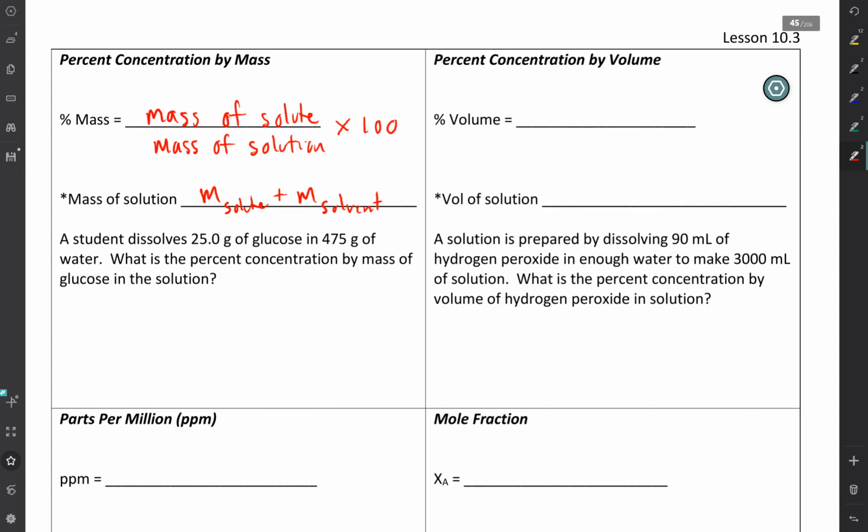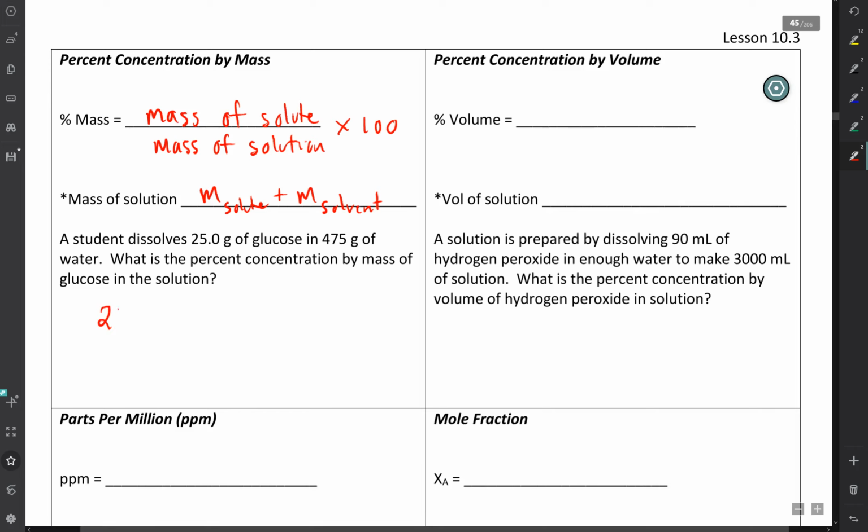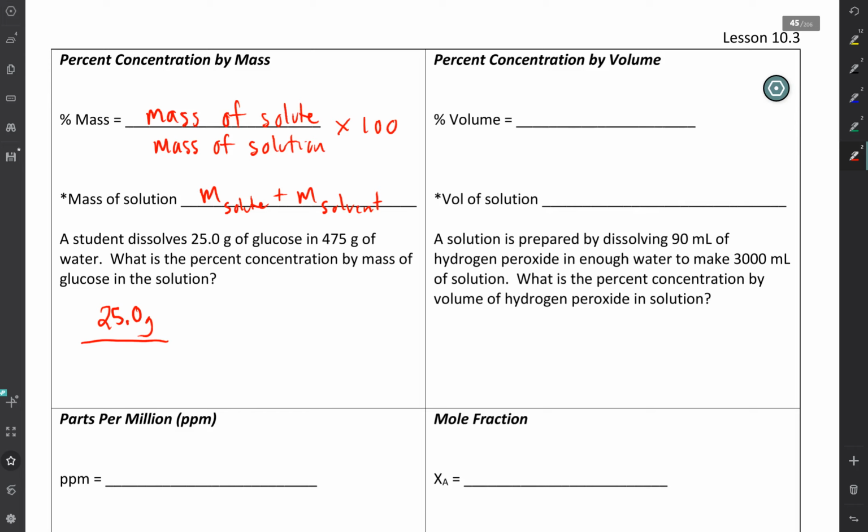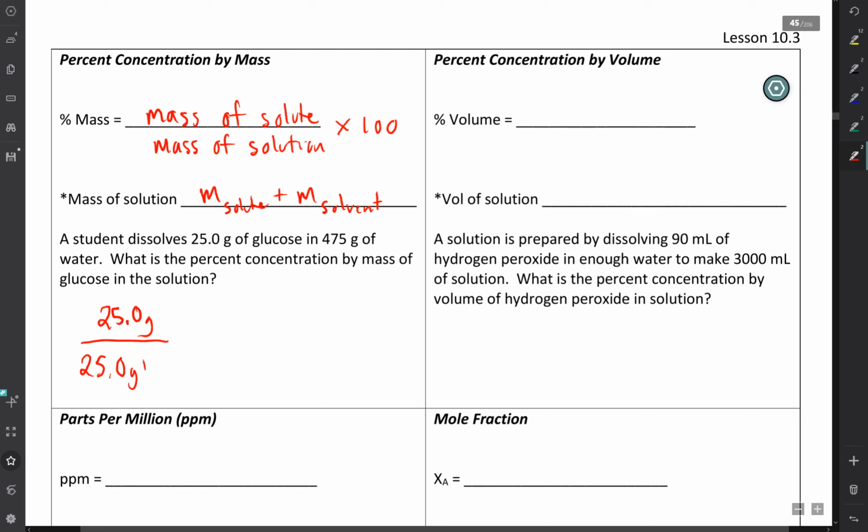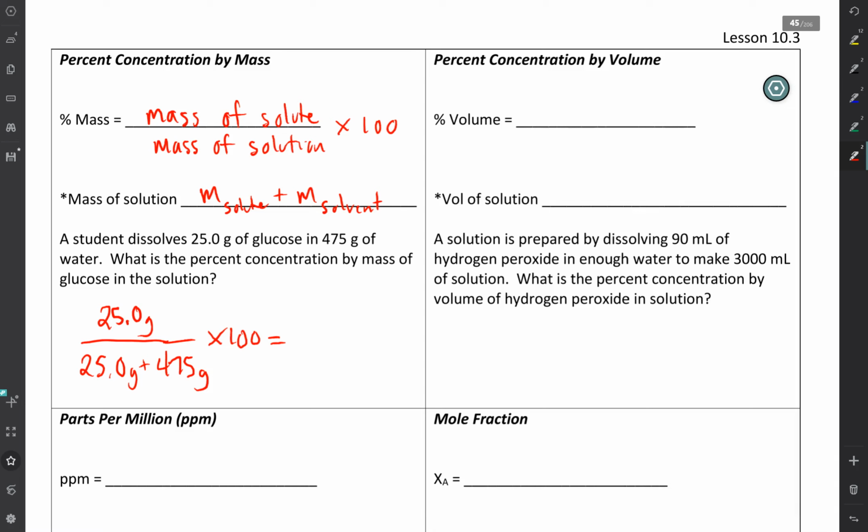A student dissolves 25 grams of glucose in 475 grams of water. What is the percent concentration by mass of glucose in the solution? Since there's not a lot of space, I'm not going to rewrite my formula, but I'm going to take the mass of the solute, in this case the glucose, 25.0 grams. I'm going to divide by the mass of the solution, and as we just discussed, you find that by adding the mass of the solute plus the mass of the solvent. That's 25 grams plus 475 grams times 100. So you might have simplified that right off the bat and went to 25 divided by 500.